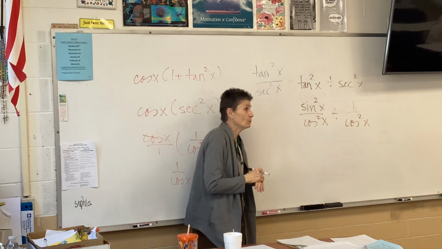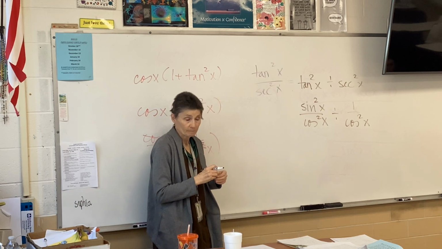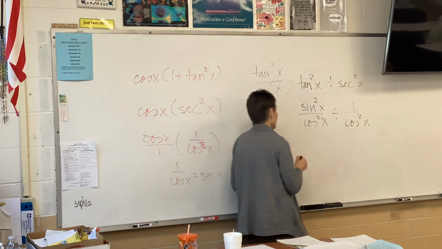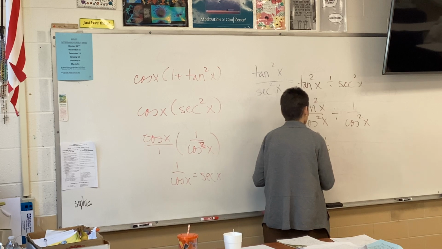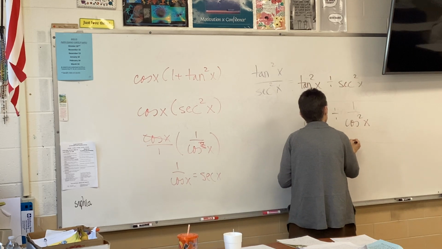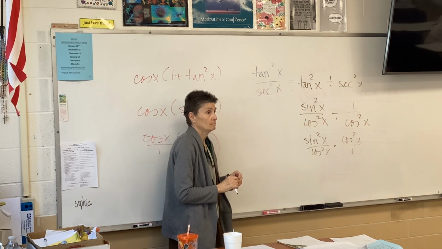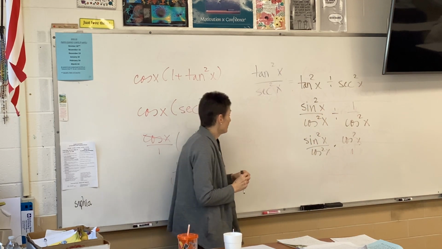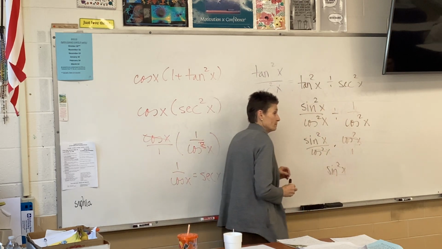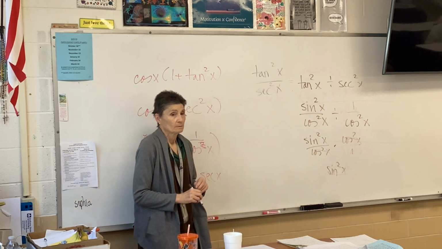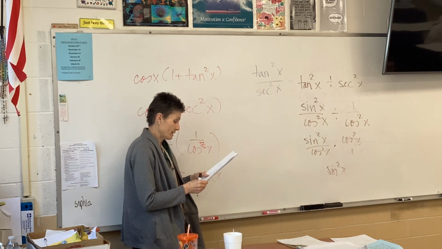Now what do I do with this big division problem? Keep, change, flip. So sine squared over cosine squared times cosine squared over 1. That's going to cancel, and I'm just going to be left with sine squared. They're getting a little easier, aren't they? This is still craziness for sure, but they're getting a little easier.